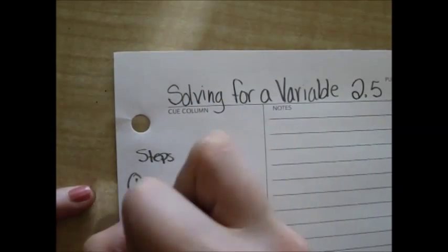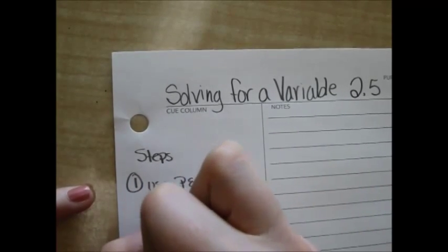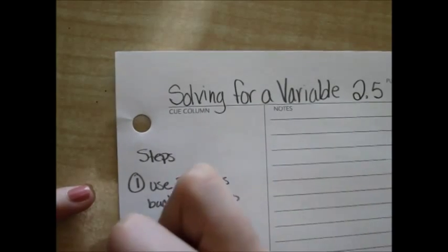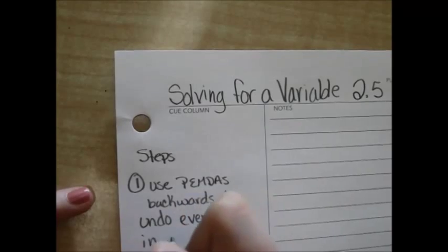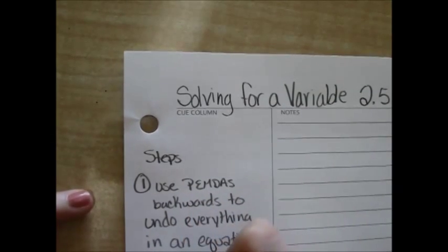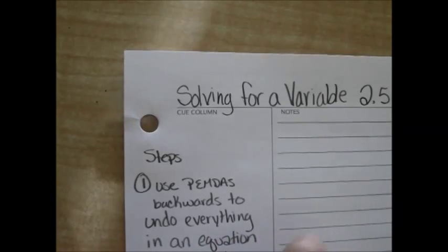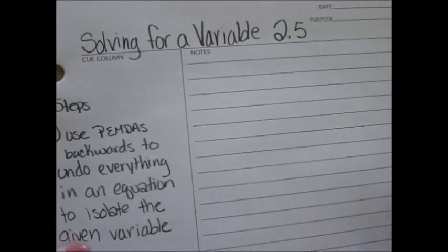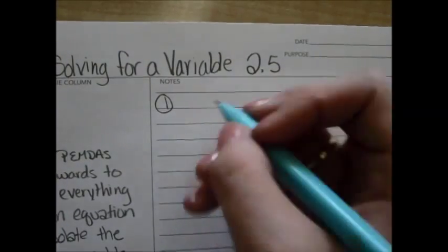We're going to be solving for a variable for 2.5. The steps are: first, use PEMDAS backwards to undo everything in an equation to isolate the given variable. This is your overarching goal of solving for a variable. You're going to use PEMDAS backwards to undo everything in the equation to isolate the given variable. All right, let's try this. Let's see what this means.